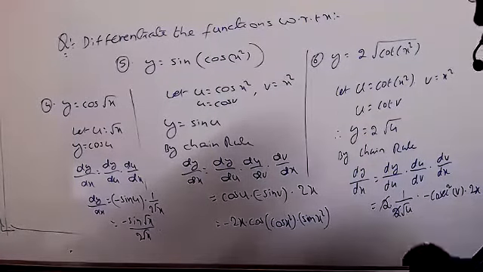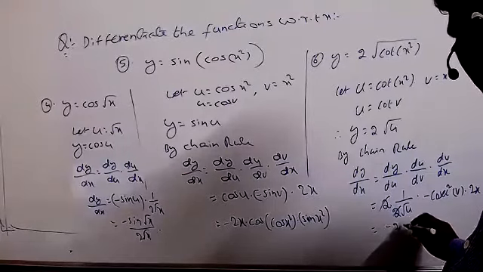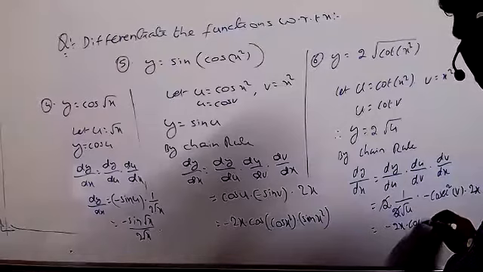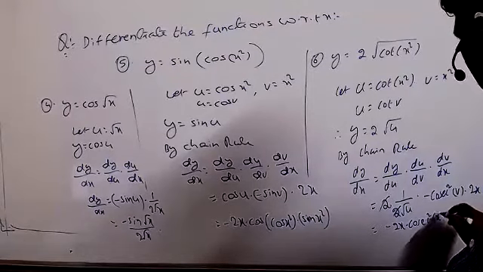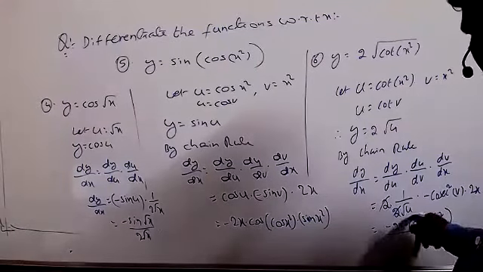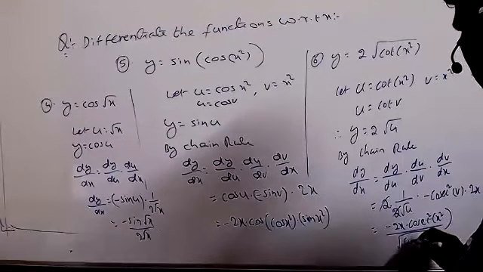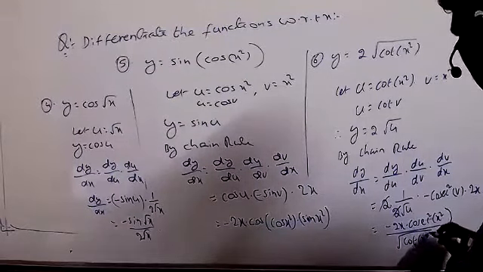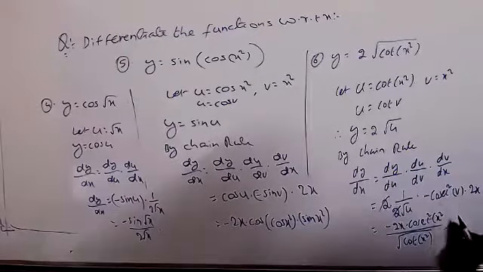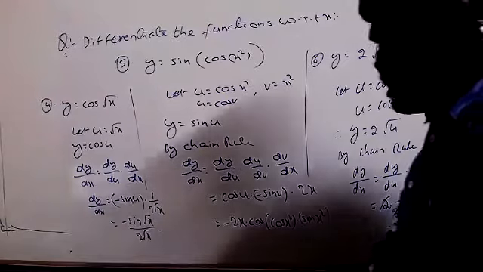Now you can substitute everything. So clearly you can write minus 2x into cosecant square v, where v equals x square, divided by root u, which is the square root of cot x square. That is the answer. So by using the chain rule also we get the answer easily. You can solve it like this, no problem.